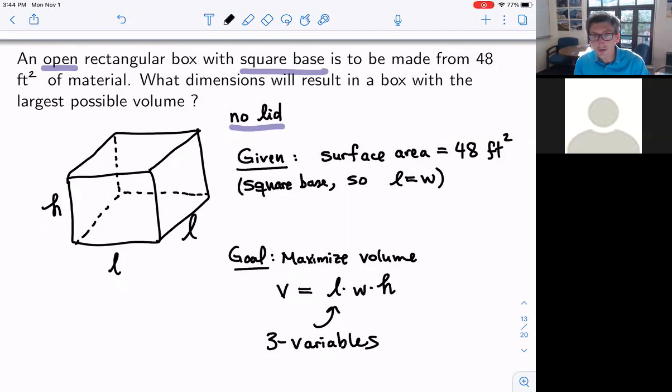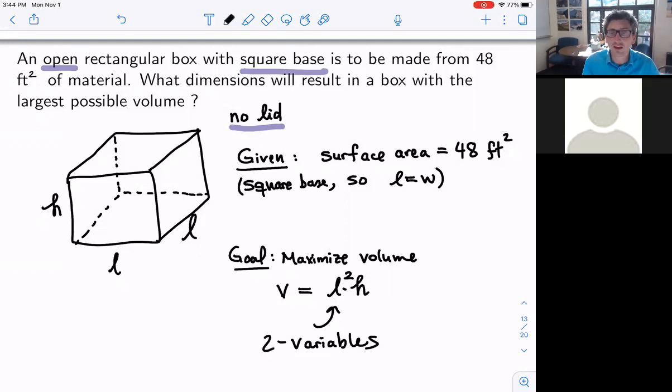We can kind of leave that in there. And now when we're thinking about our volume, well, now we know what width is, right? Width is the same as L. So it's just going to be L squared times H. That's pretty good. And now we're down to something with only 2 variables. Okay. Still no good, right?